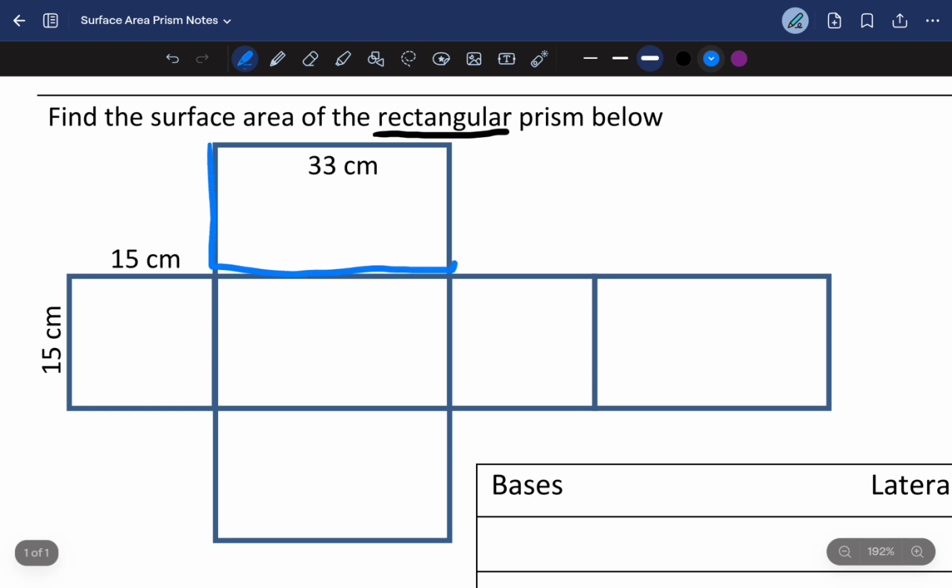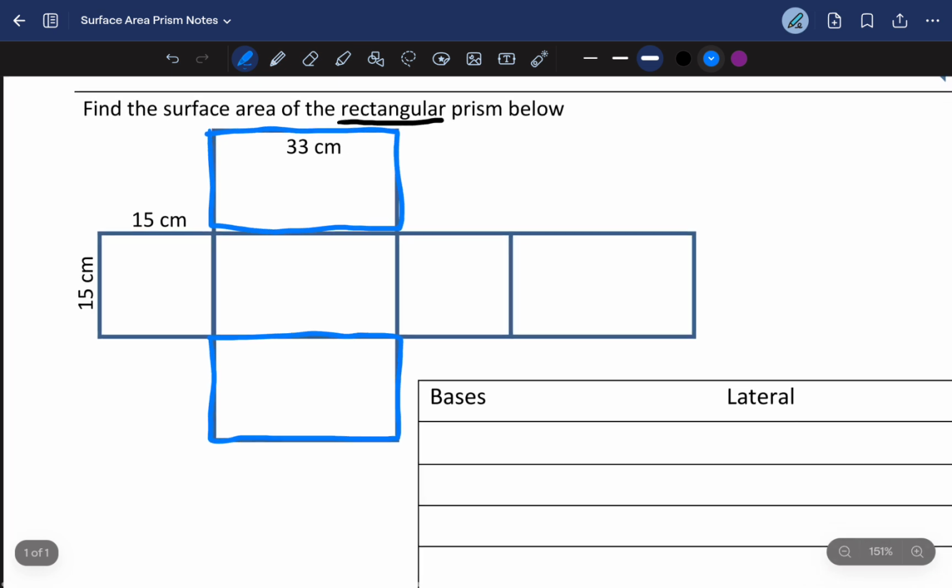Usually when you unfold a 3D shape, the bases are like the flaps. That's kind of what I call them, the flaps. So these two right here are the bases. So we have two bases and then 1, 2, 3, 4 faces.